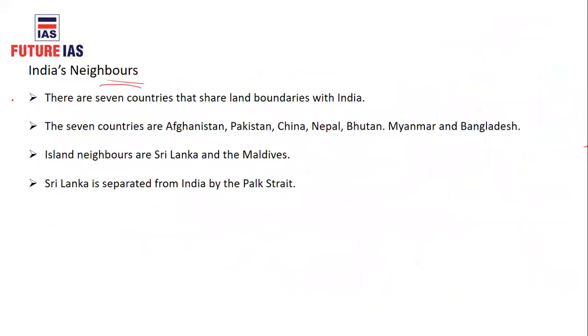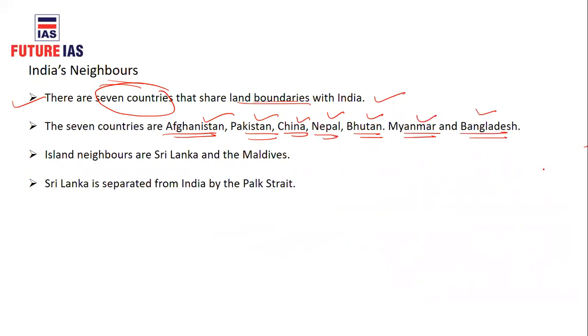So let's understand India's neighbors. India presently has 7 countries which share land boundaries with it. These 7 countries are Afghanistan, Pakistan, China, Nepal, Bhutan, Myanmar, and Bangladesh. There are island neighbors also. For example, Sri Lanka lies to the south, and Maldives lies to the southwest. Sri Lanka is separated from India by the Palk Strait, which is a narrow channel that connects two larger water bodies.